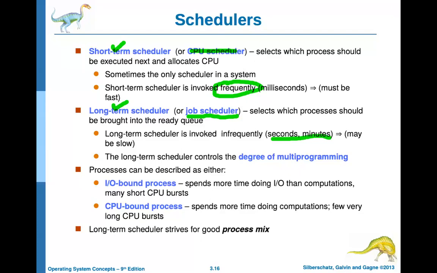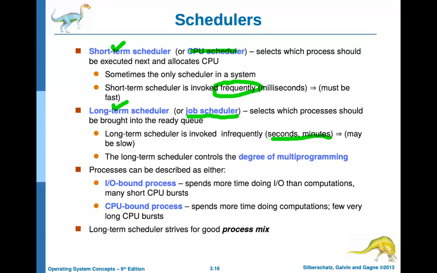The objective of the long-term scheduler is not to assign the CPU to that process. Remember, we are just taking the next job into our system. So that is what the long-term scheduler is. The ultimate aim of the long-term scheduler is to control the degree of multiprogramming, depending upon how many resources your system has.